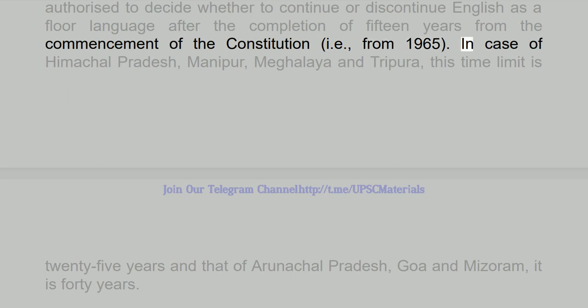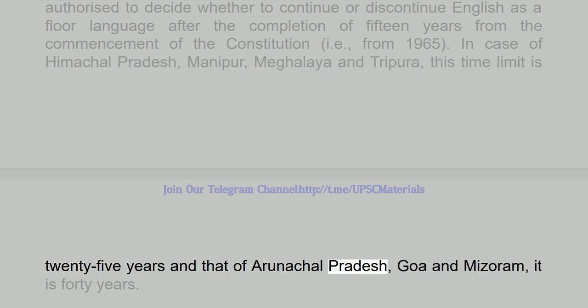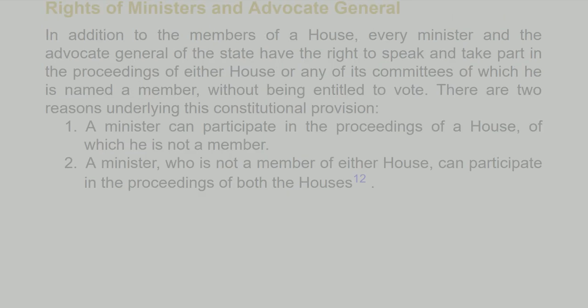In case of Himachal Pradesh, Manipur, Meghalaya and Tripura, this time limit is 25 years, and that of Arunachal Pradesh, Goa and Mizoram, it is 40 years. Rights of ministers and advocate general. In addition to the members of a house, every minister and the advocate general of the state have the right to speak and take part in the proceedings of either house or any of its committees of which he is named a member, without being entitled to vote.